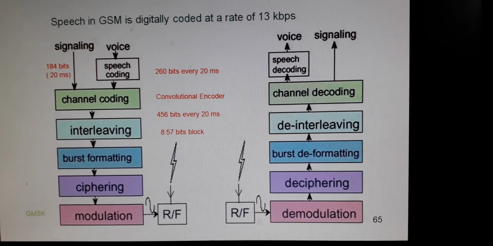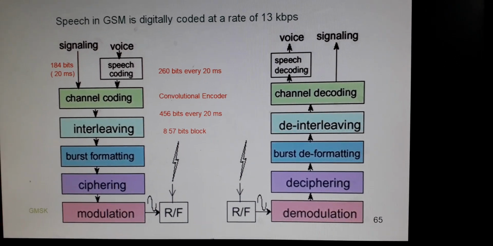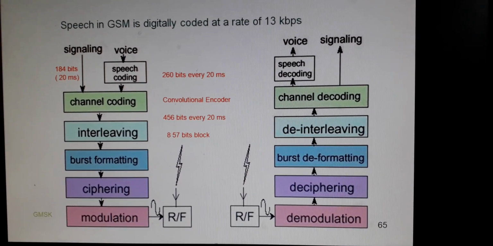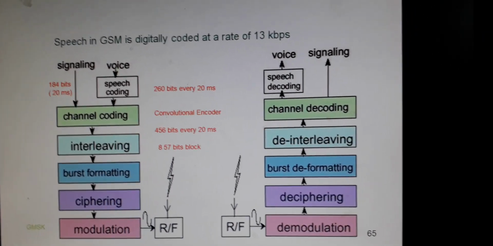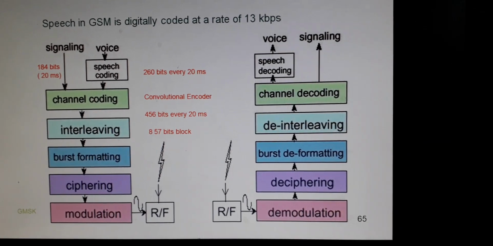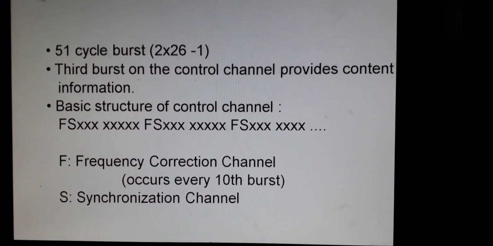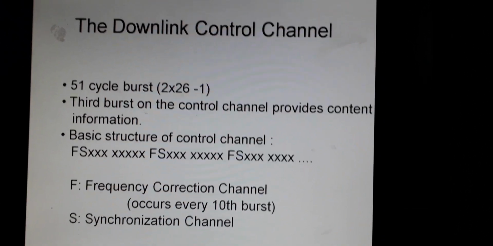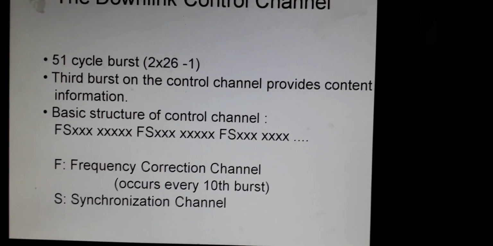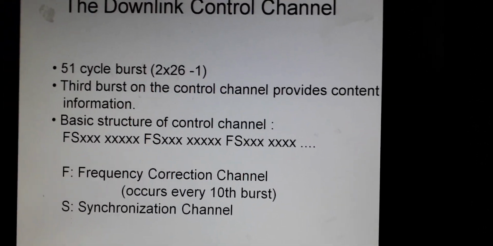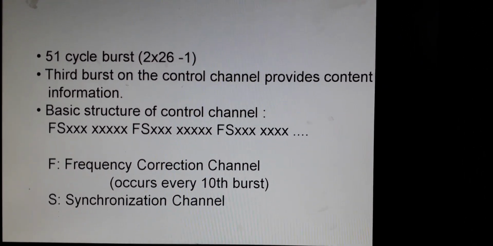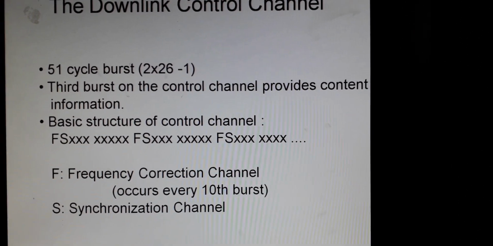So interleaving: the channel coding always consists of 456 bits, but interleaving retains all these 456 bits. As I said, there are two types of formats: one is the 26 frame format, another is the 51 frame format, but the basic structure of all the control channels uses the same format. First is the frequency correction channel, next is the synchronization channel. Other channels may be the broadcast channel or control channels, which may be represented by X.